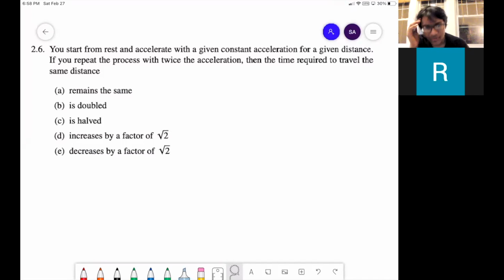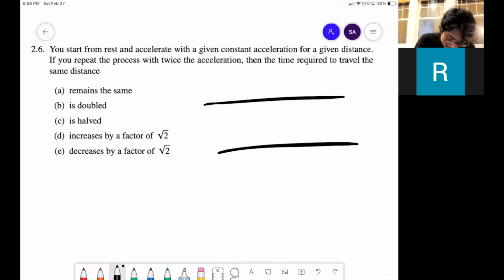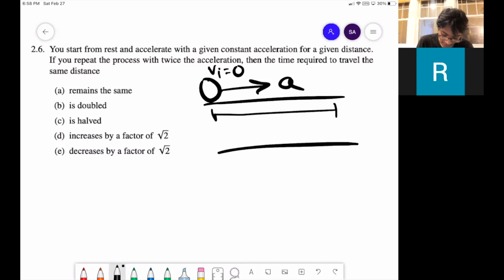So this is a really cool question, right? You have two scenarios. Number one, you start from rest, so your initial velocity is 0, and you accelerate with a given constant acceleration, let's call it a, for a given distance. Let's call that distance d.